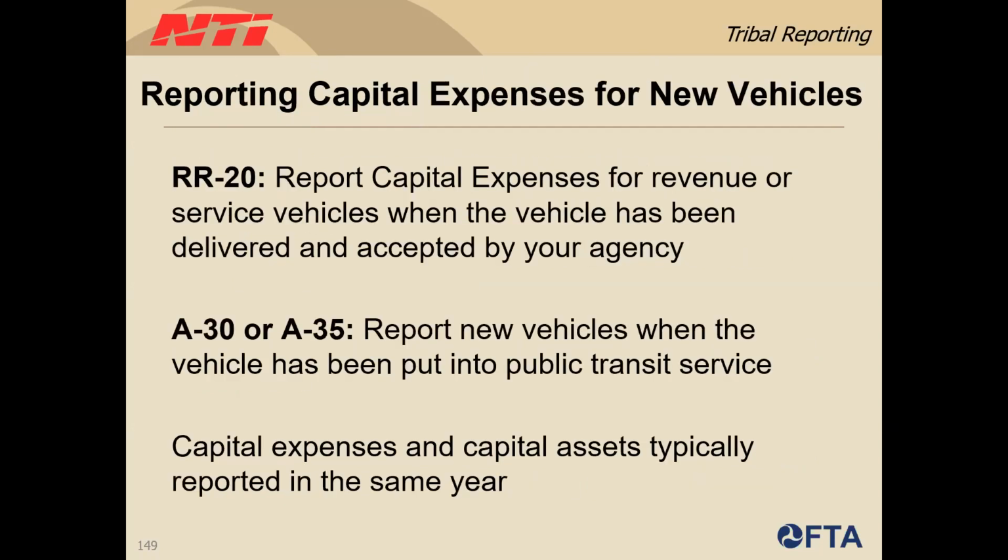When reporting a new vehicle, it is typical that an agency will report the corresponding capital expense on the RR20. Capital expenses are related to purchasing a capital asset, such as a vehicle, or making an improvement to a capital asset that increases its value or useful life. One validation issue that comes up is that agencies will report new vehicles on the A30 form without reporting the capital expenses on the RR20 form.